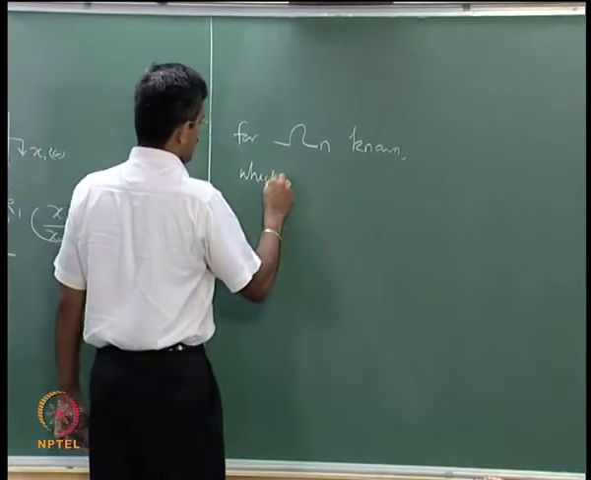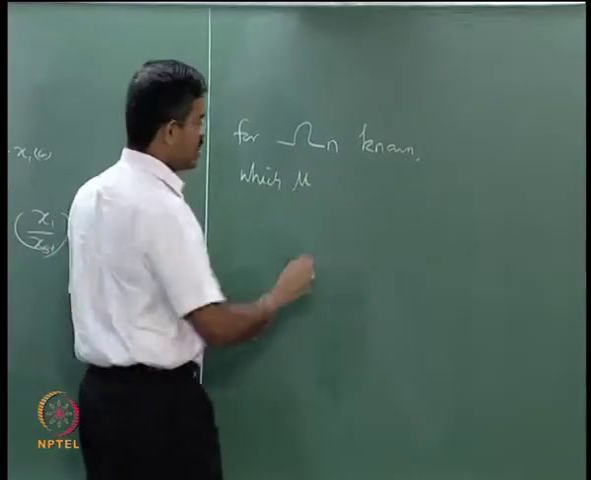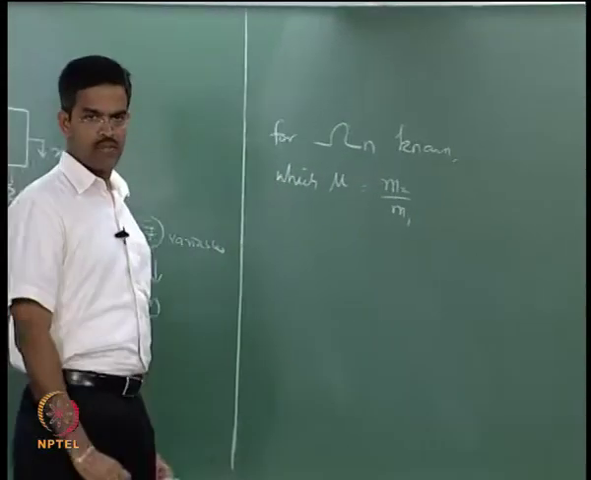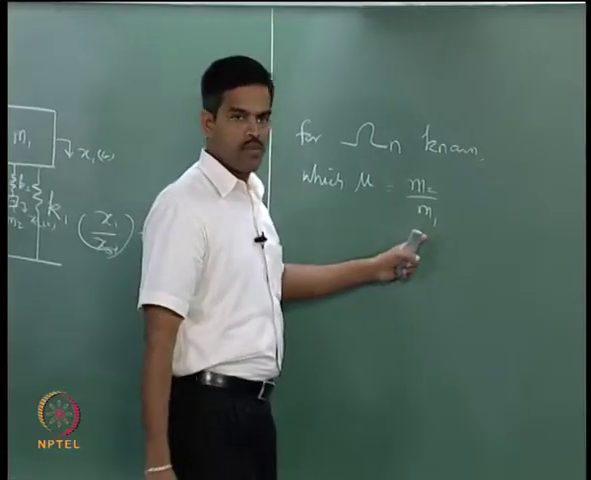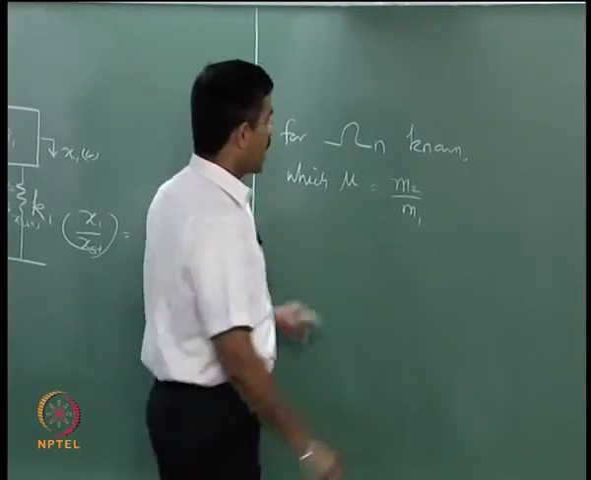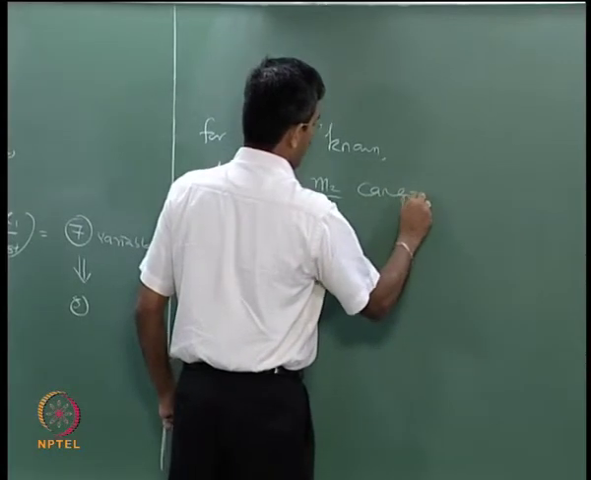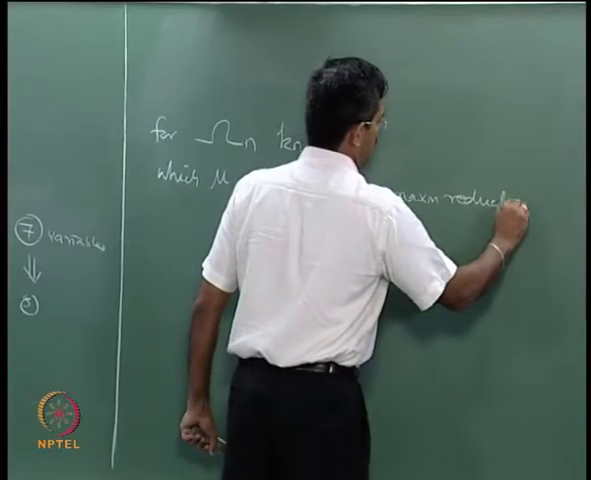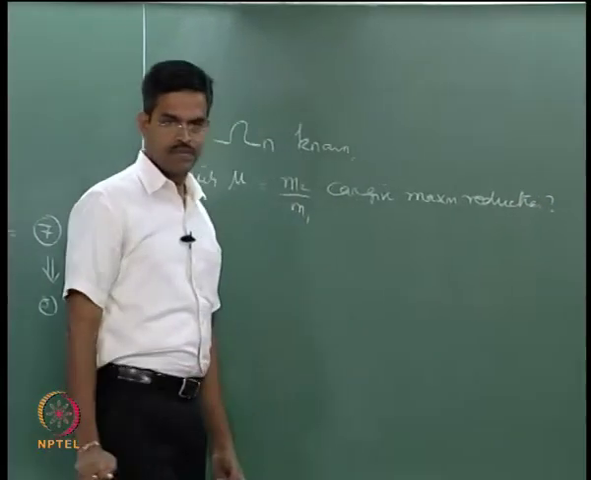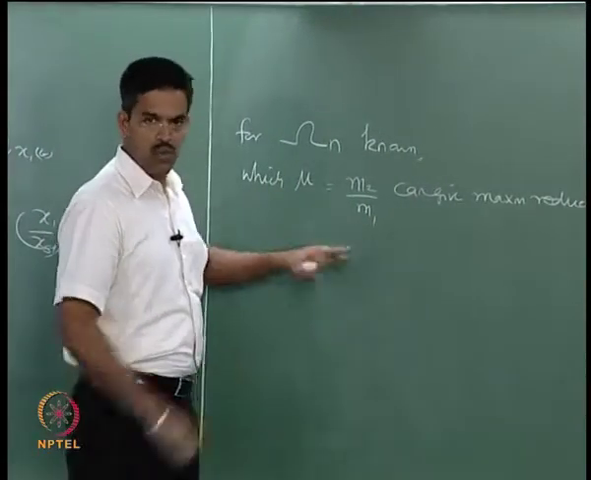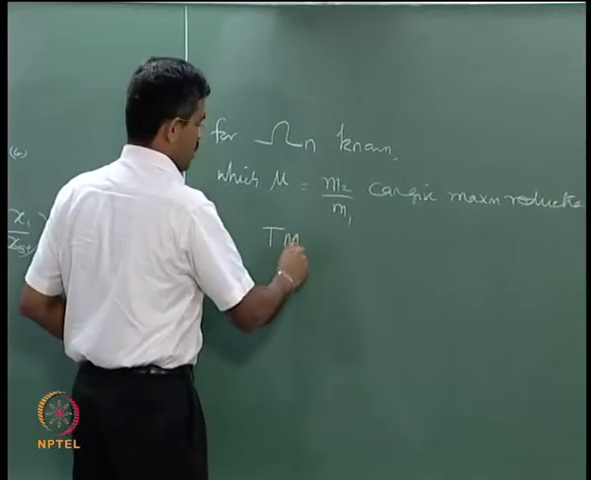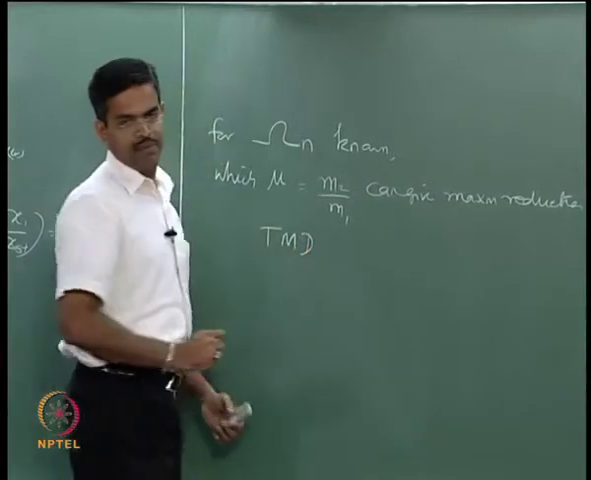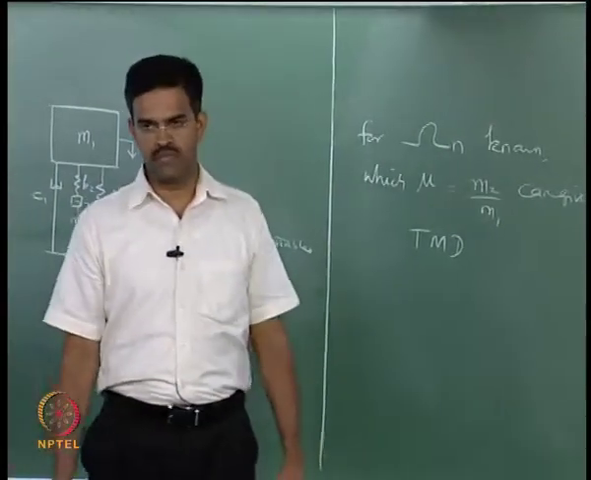Which mu, that is nothing but m2 versus m1, where m2 is the mass of the secondary system and m1 is the mass of the primary system, which mu can give maximum reduction. That is the optimization parameter here. Since we are tuning the mass, the whole exercise is called tuned mass, and since I am controlling the response, this is damped. So, I call this tuned mass damper systems.